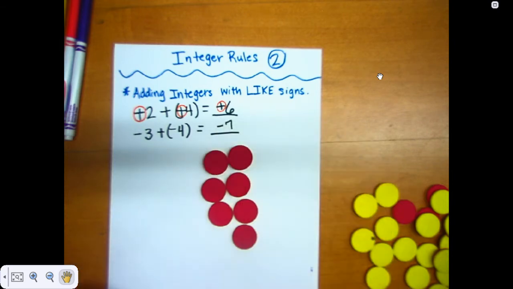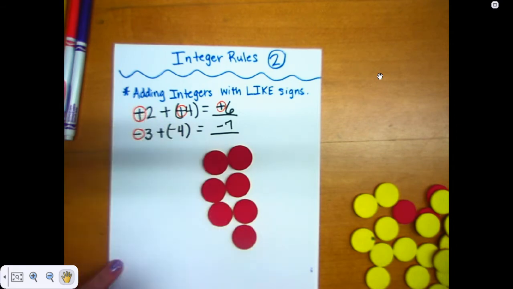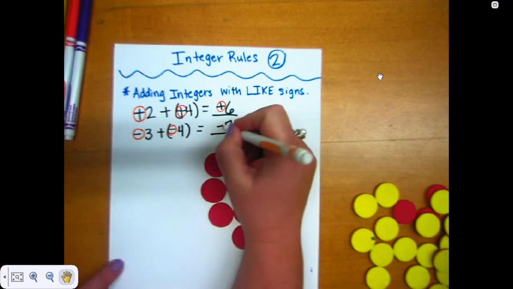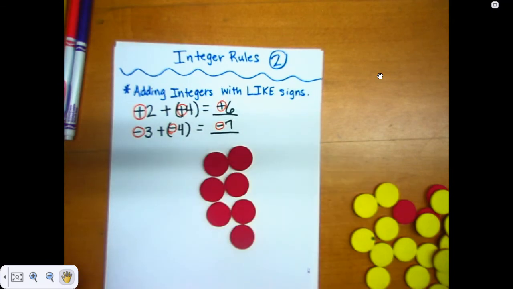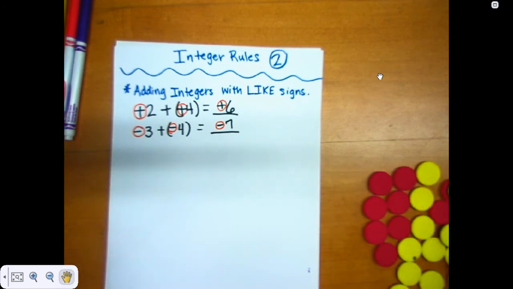Now, who sees the pattern here? Maddie. She says they're all negative. We have a negative 3. Very good, Maddie. We have a negative 3. We have a negative 4. And we have our answer is negative 7. Who thinks they could figure out what the rule would be for this?